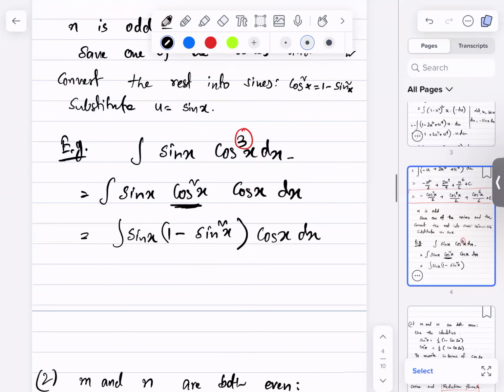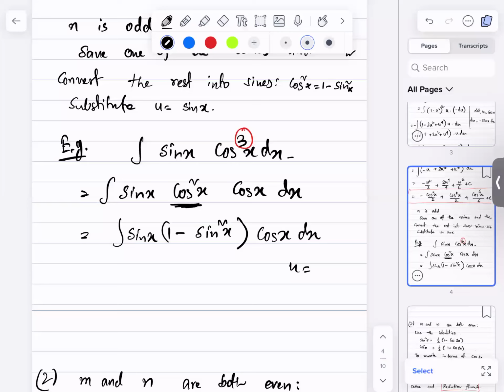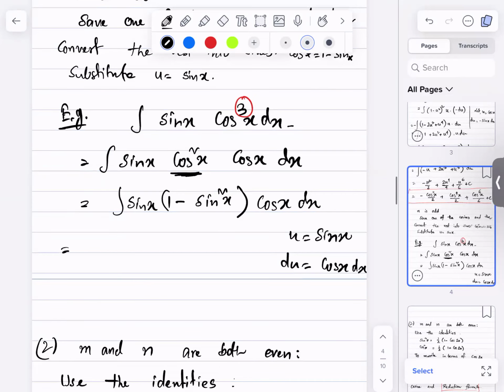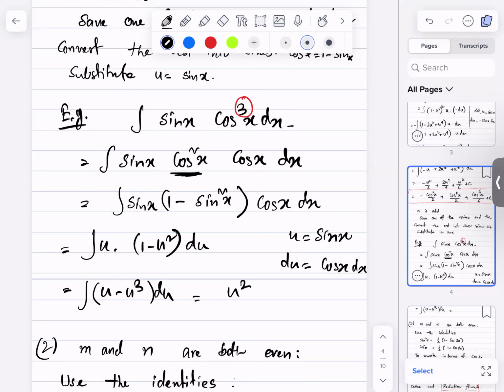And then substitute u to be sine x. Then du is just cosine x dx. So then this becomes u times 1 minus u square du, right? Integration, which is just u minus u to the 3rd du, which is u square over 2 minus u to the 4 over 4 plus c. And then at the very end, just substitute sine x in place of u.